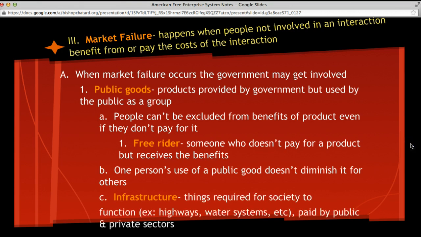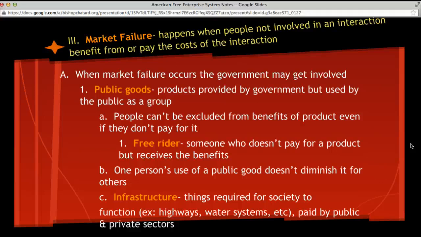Now, the last thing I wanted to talk about that is kind of a public good is infrastructure. Infrastructure is actually paid for by the public and the private sectors. These are the things that are required for society to function. For example, highways, water systems, sewer systems, power systems. These are all the day-to-day nuts and bolts of society. We need these things. Now, a lot of them will be funded by the government, but may be run by private companies.